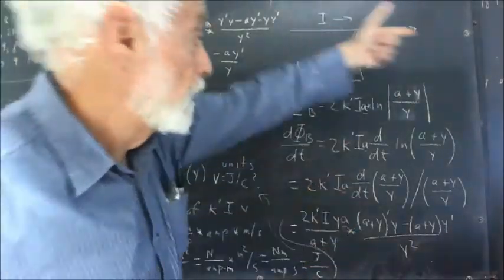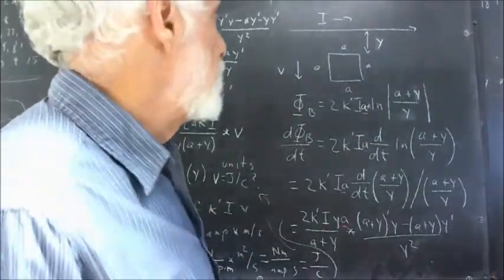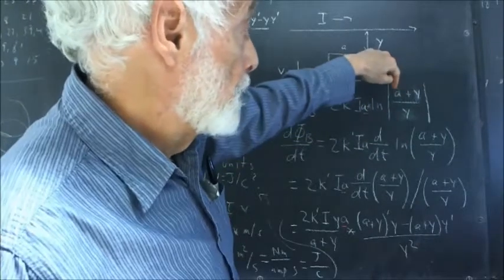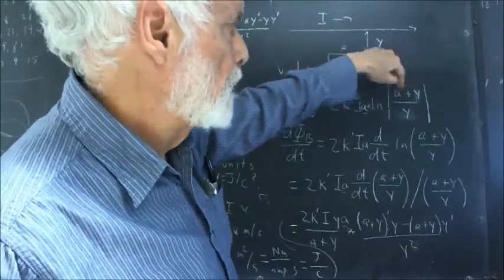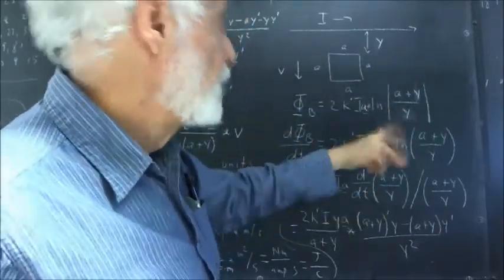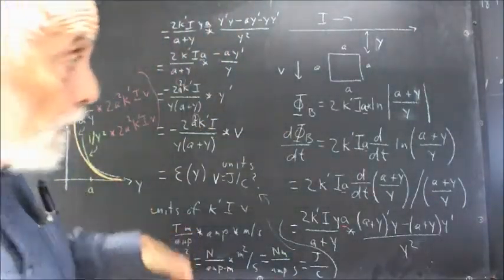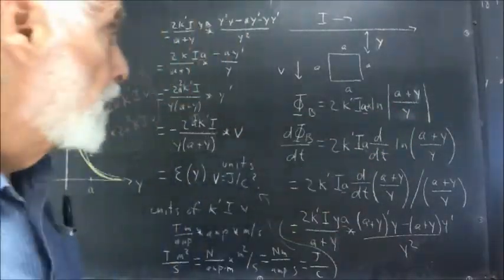Okay, now let's talk about the meaning of phi b here and what happens as we move this loop away from the x-axis. Well, if we move the loop away from the x-axis, y becomes larger and larger. Now when y gets much bigger than a, then the a doesn't matter a lot, so that the a plus y over y, as y approaches infinity, is just going to approach 1. Natural log of 1 is 0, so the flux is going to approach 0. Now it's a decreasing flux. The bigger y gets, the smaller the flux gets.